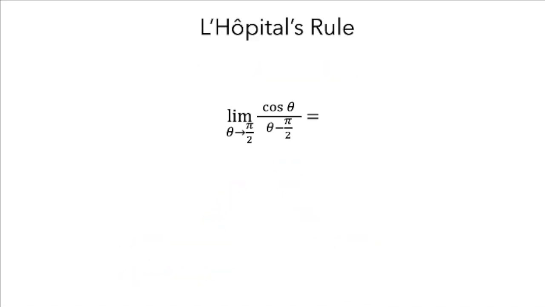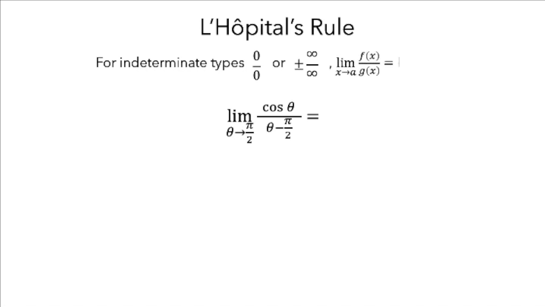You use L'Hôpital's Rule whenever you have a limit of a quotient, that is, when you're dividing one function by another, and the quotient appears to approach 0 over 0 or infinity over infinity. Then, the limit of the quotient is equal to the limit of the quotient of the derivative of the numerator divided by the derivative of the denominator, provided that both f and g are differentiable and the derivative of g is not equal to 0.